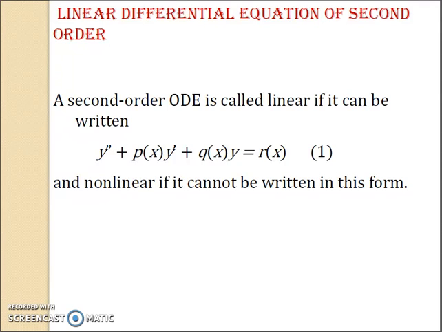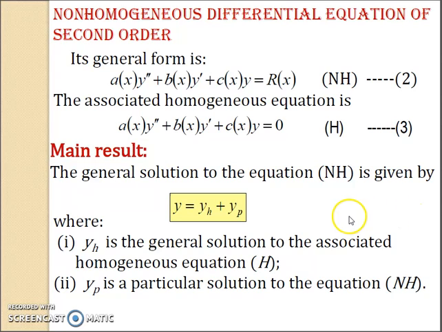First we will see what a linear differential equation of second order is. A second order ordinary differential equation is called linear if it can be written in the form y double dash plus p y dash plus q y is equal to r(x), where p, q and r are functions of x only. If it cannot be put in this form, then the equations are called non-linear differential equations.